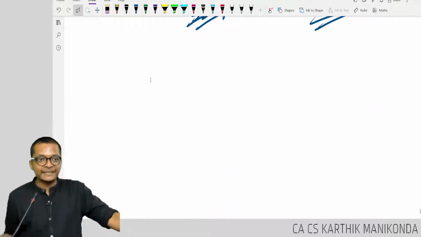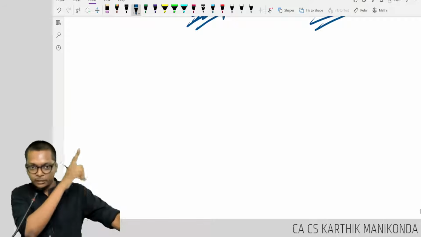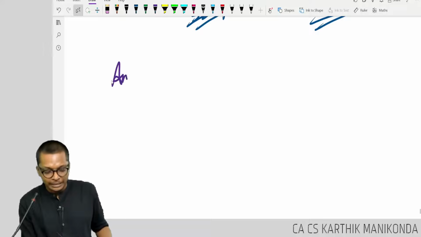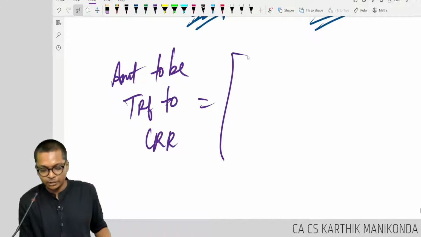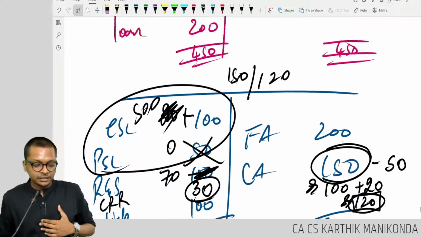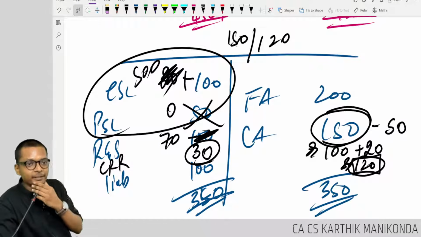So for this they gave a formula in the book. You wrote entry 4 in your template. There you write down below that note: amount to be transferred to CRR is equal to. Now be very careful, guys. This entire example I taught you, follow, look at this, very, very important.